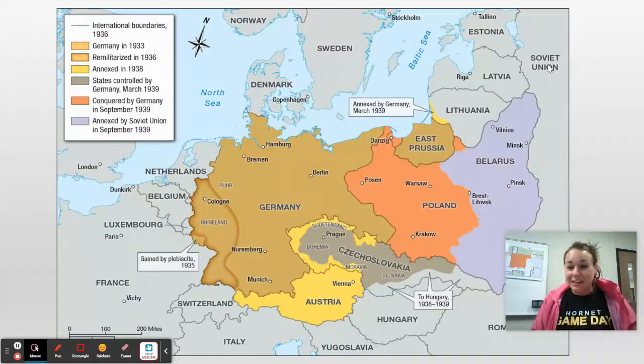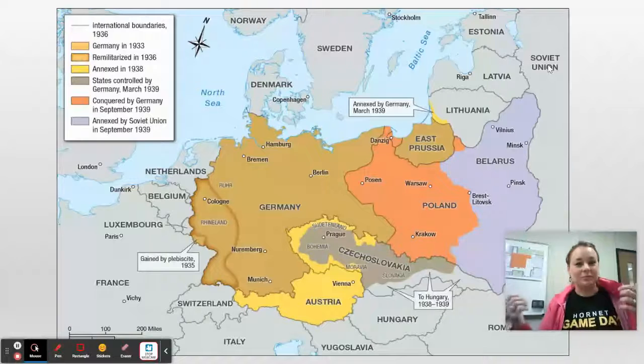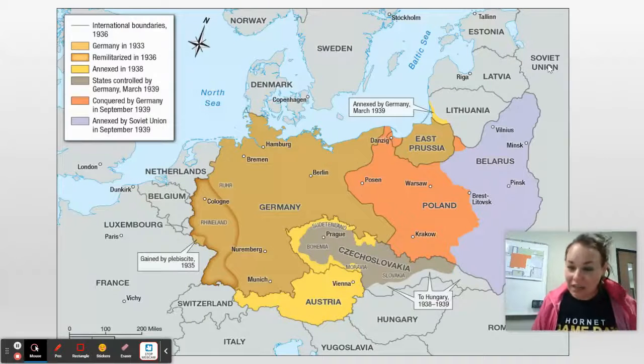So nothing happens. So Hitler, in a lot of ways, sees this as, okay, I've tested the waters. I've gotten away with my first little thing. Let's see if I can get away with some more. So by 1938, he's going to annex Austria there in yellow, along with the Sudetenland in yellow.